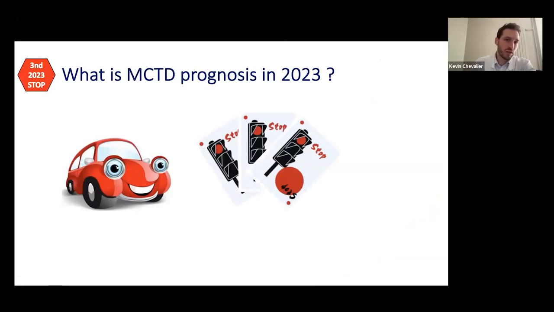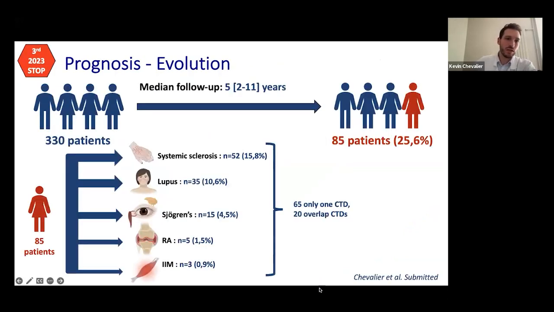So the third topic of this presentation is about the MCTD prognosis in 2023. Next slide, please. In our study, among the 330 patients, only 85 evolved toward a differentiated connective tissue disease. Among these patients, 52 fulfilled the systemic sclerosis classification criteria, 35 the lupus criteria, 15 the Sjogren's syndrome criteria, only 5 the rheumatoid arthritis criteria, and 3 the idiopathic inflammatory myopathies criteria. So overall, 65 of our patients fulfilled one CTD classification criteria, and 20 had an overlap connective tissue disease syndrome.